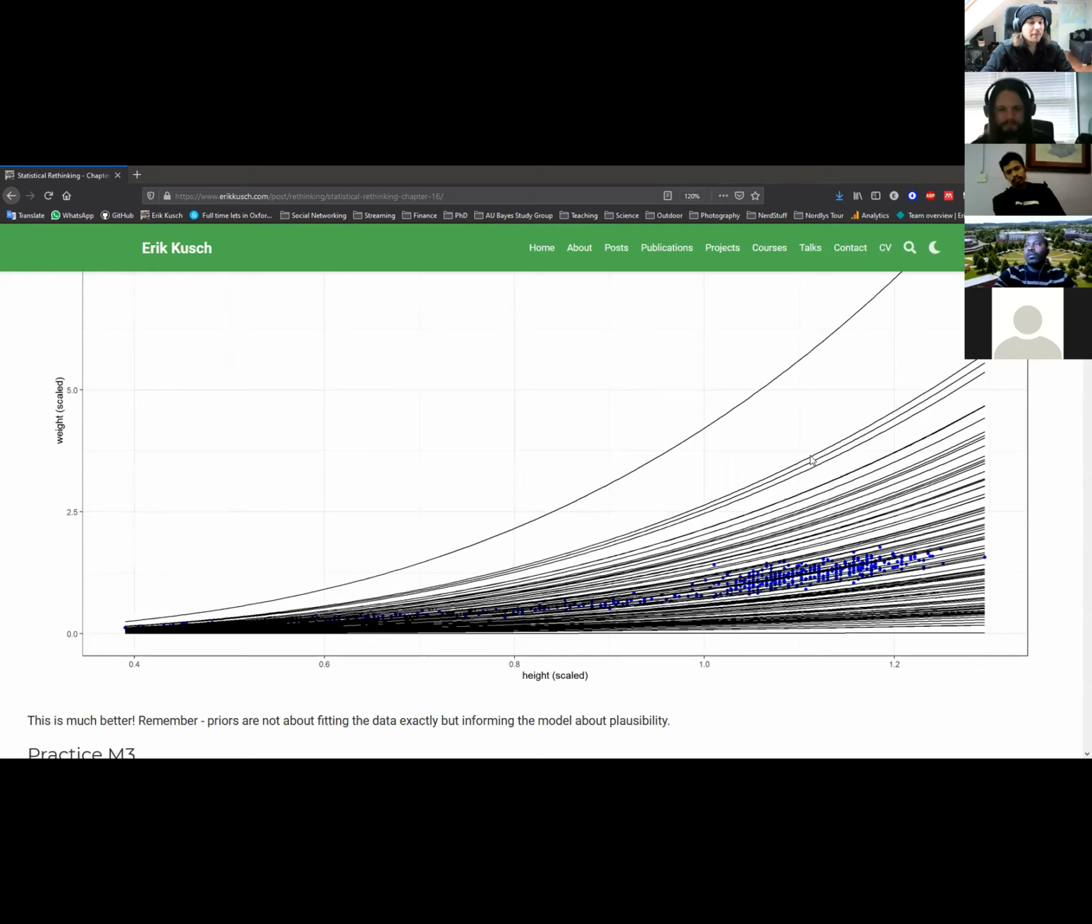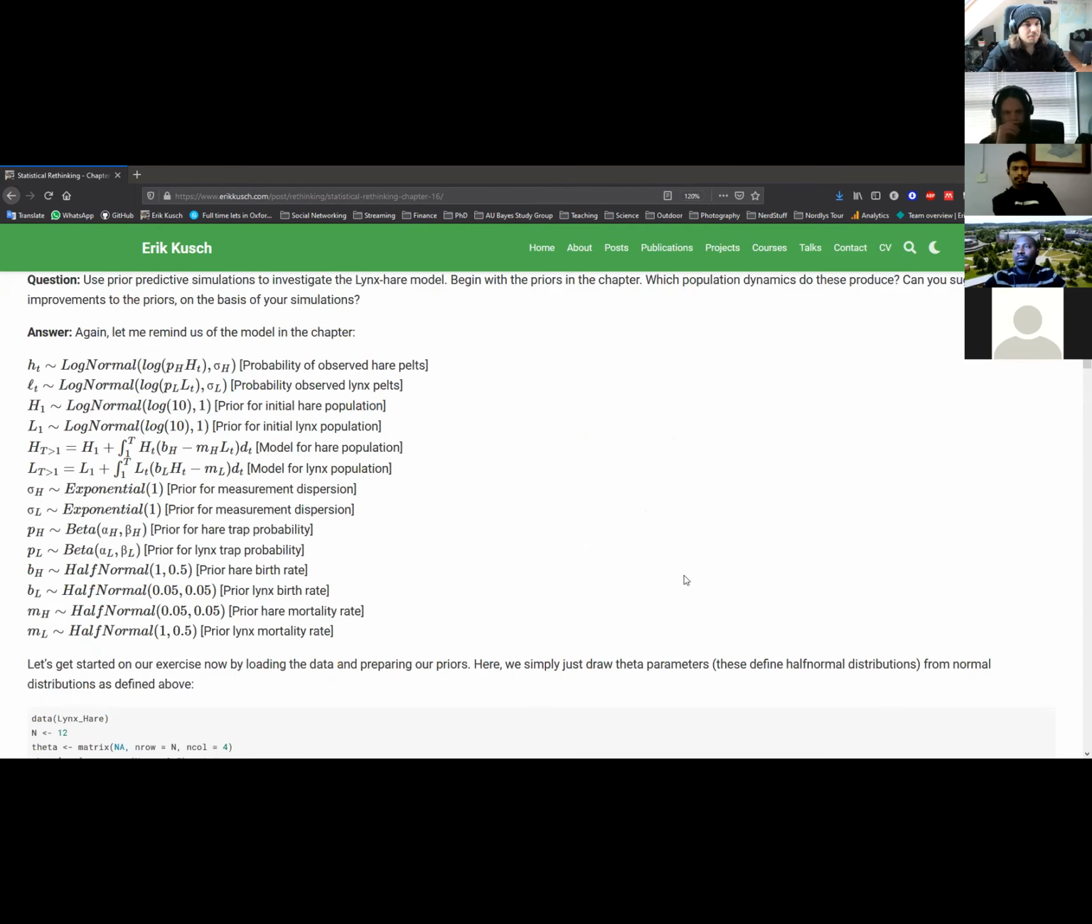And I'm actually happy with these. I also explicitly state here that priors are not about fitting the data, but just informing about plausibility. So, prior predictive simulation, done. Basically just play around with the numbers until you get something that looks right.